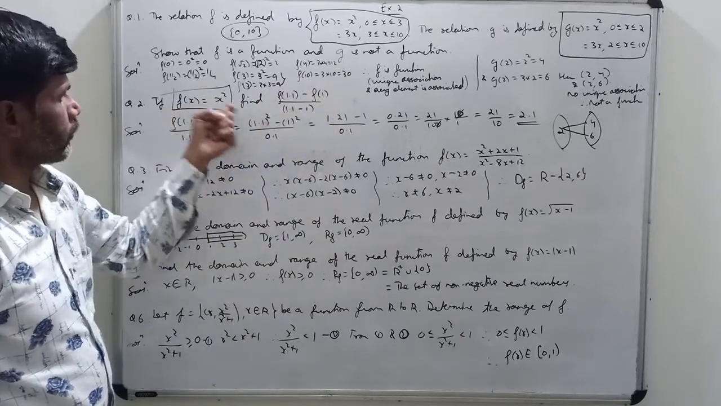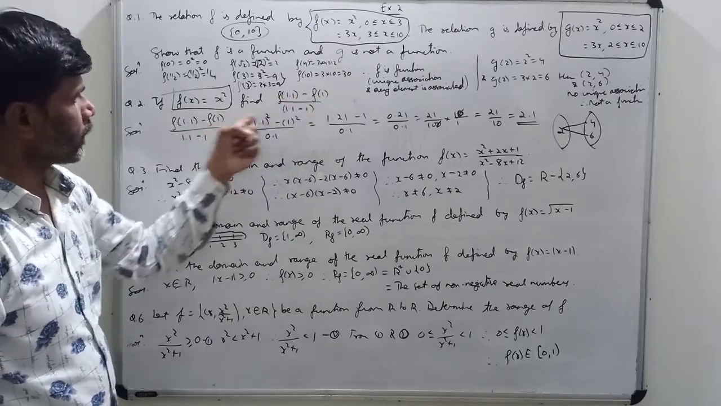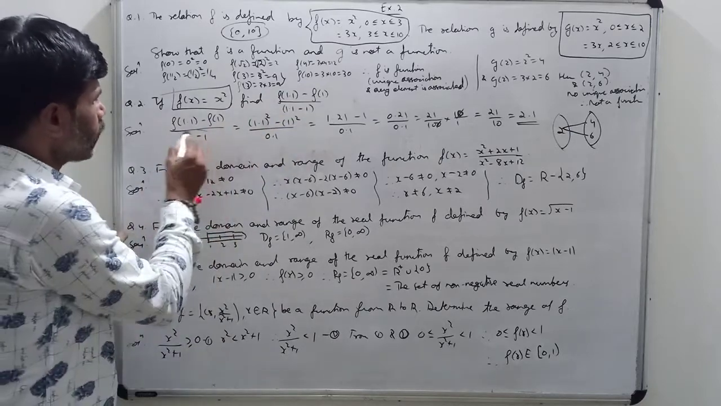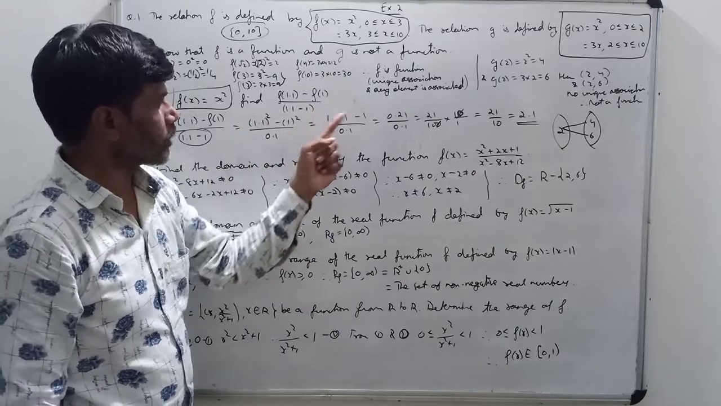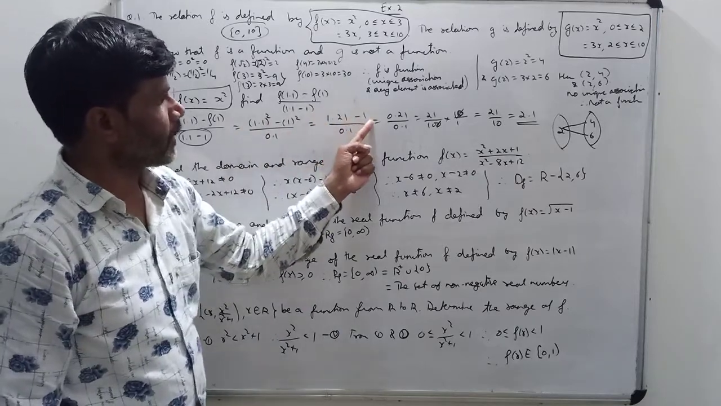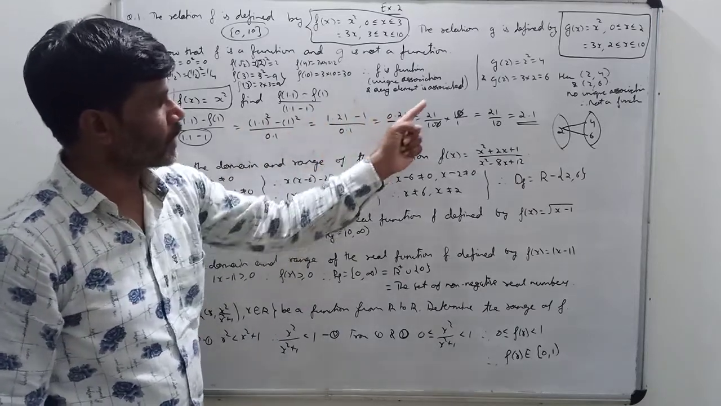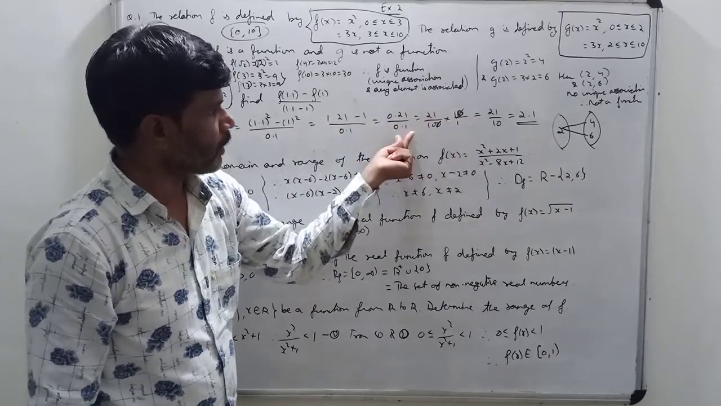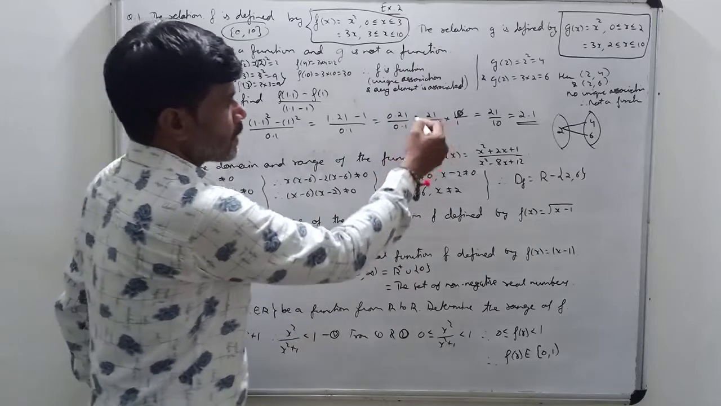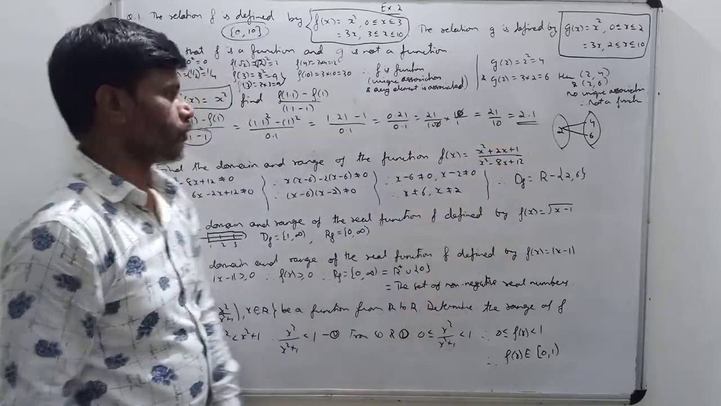First I will take this one. f of 1.1, 1.1 square, minus f of 1, 1 square, upon 1.1 minus 1, already we know 0.1. Okay, what is the square of 1.1? 1.21 minus 1 upon 0.1. What is 1.21 minus 1? 0.21 upon 0.1, that is 21 by 100 into, in denominator, 1 upon 10. So 0 cancel, 21 by 10. 21 by 10 is 2.1.